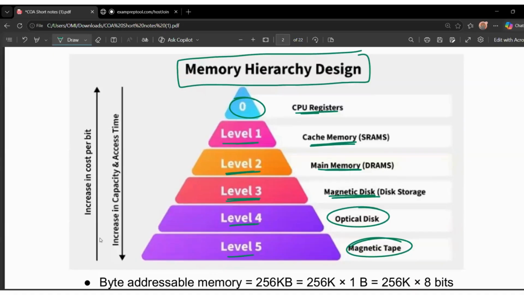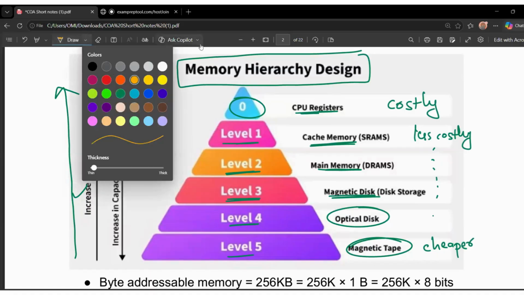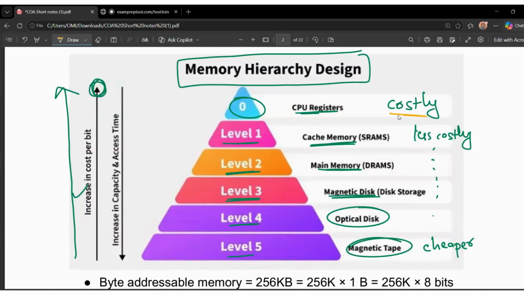Look into this particular arrow. If you go this way, what will happen? There is an increase in cost per bit. So here it is very costly, then somewhat less costly, and so on, and finally it is cheaper. Registers and cache memory are fast, so that's why they are costly.